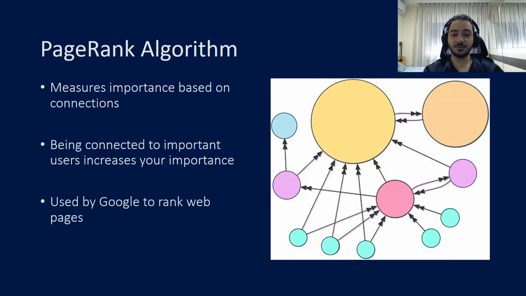So, this leads us to the PageRank algorithm. PageRank was originally developed by Google to rank web pages based on their importance. The key idea is that a node is important if it is connected to other important nodes. In other words, influence is not just about how many connections you have, but also who you are connected to. This makes PageRank much more effective at identifying truly influential users.